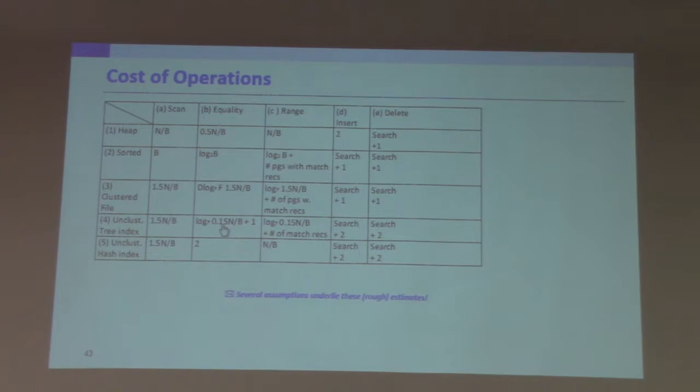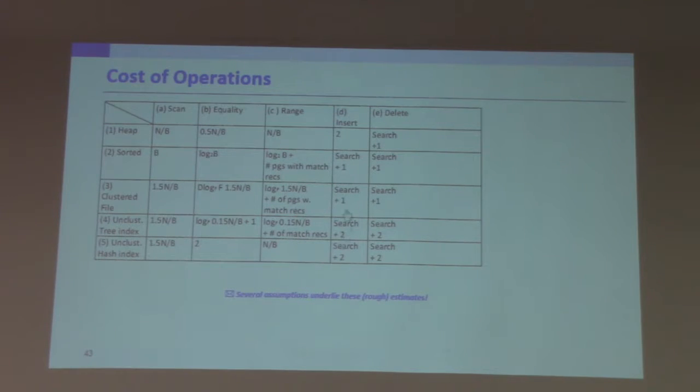For equality search, this is the cost for unclustered index. Why? Because your n prime in leaf level is this, as I just argued. So it's the height of the tree plus 1. And once you understand that, the rest is fairly straightforward to understand.